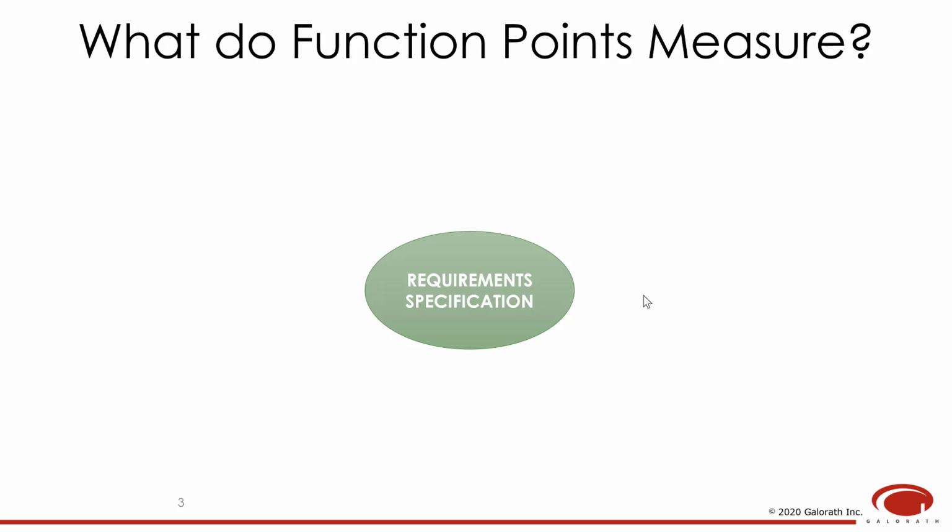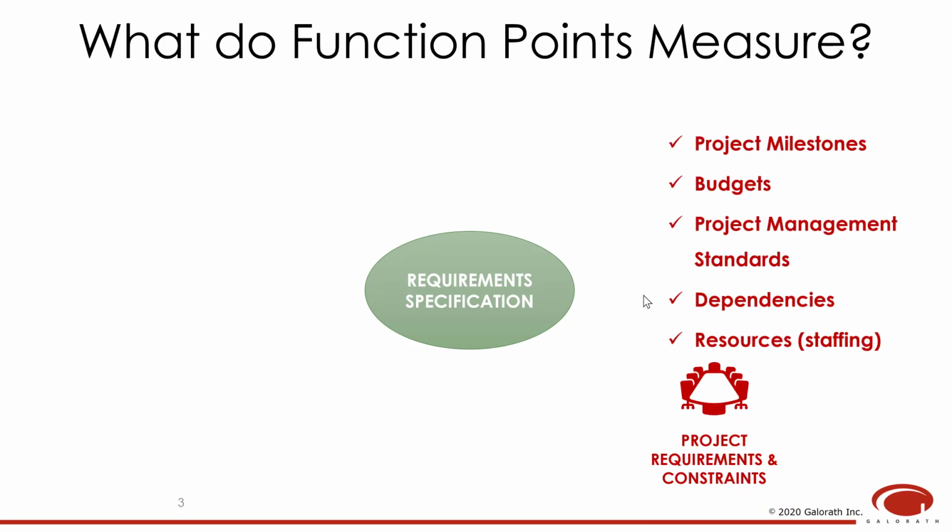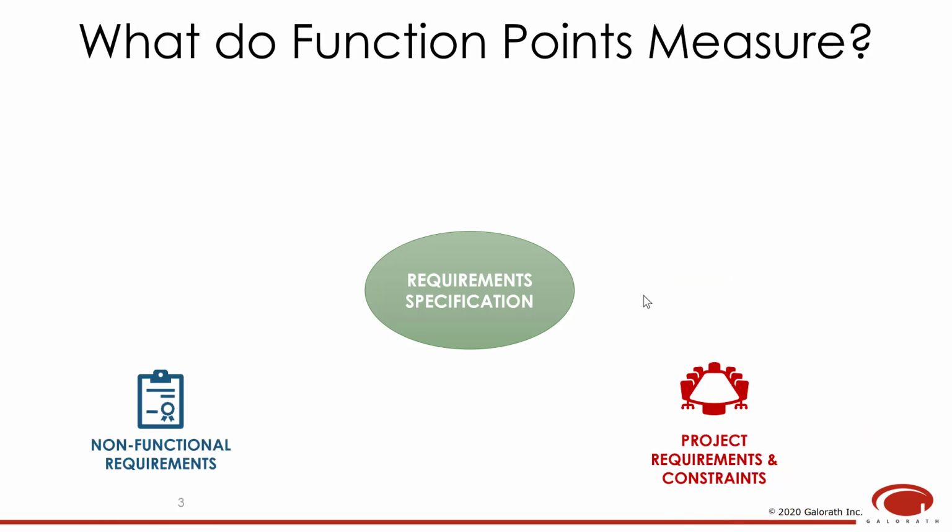Okay, so now that we understand what function points are, let's talk about what we are measuring with function points. Any type of software development project includes three types of requirements. First of all, we have project requirements and constraints. These are things that deal with project milestones and budgets, project management standards, dependencies with other projects, resources, and staffing. Non-functional requirements such as quality constraints, reliability requirements, usability, performance of the system, and security.